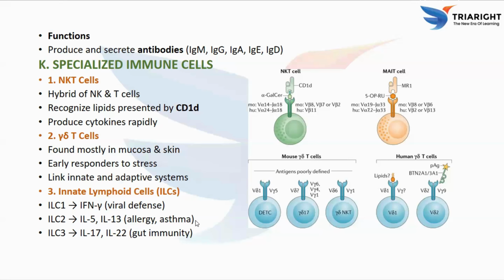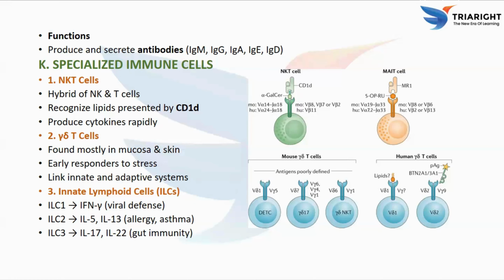These are the early responders to stress that detect tissue damage, heat shock proteins, lipids, and microbial metabolites. They do not always require antigen presentation through MHC. They even link innate and adaptive immunity. They act quickly like innate cells, but also have TCRs like adaptive cells. So what are the important subsets in humans? V delta 1, which is found in mucosa.